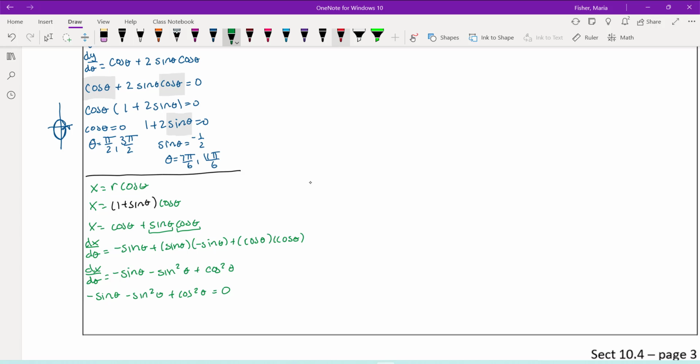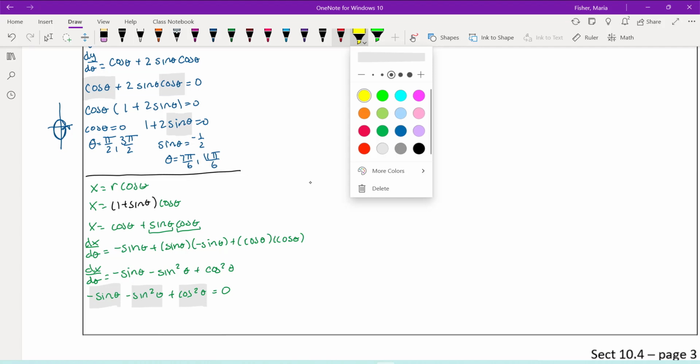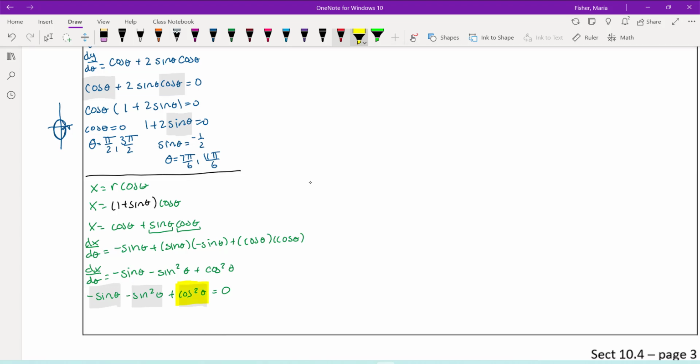Well, if I set that equal to 0, I notice that unlike before, I do not have the same term for all three of these. Since I don't have the same term for all three, I can't factor anything out of them. I'm going to have to convert to the same trig function. Since I have more than one sine, I'm going to try to convert cosine squared theta into sines. And I know that I can do that. There's a Pythagorean identity for that. Therefore, this is really negative sine of theta minus sine squared theta, and then cosine squared theta, I know it's just 1 minus sine squared theta.